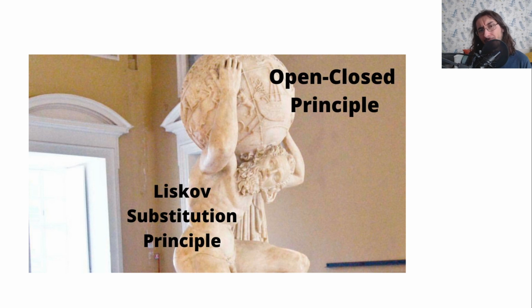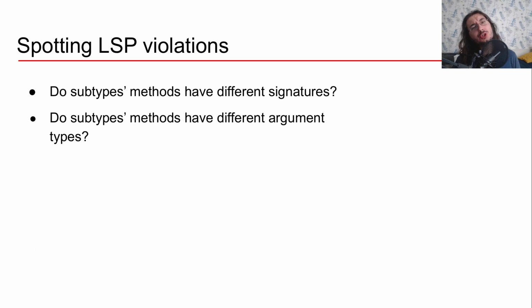Okay, how do we spot Liskov substitution principle violations? Well, we should ask a couple of questions. First, do subtypes' methods have different signatures? So do they take different arguments? And then we should also ask, do subtypes' methods have different argument types? Again, I know this feels abstract, perhaps, so let's jump onto a Python example to see how easy all of this actually is.